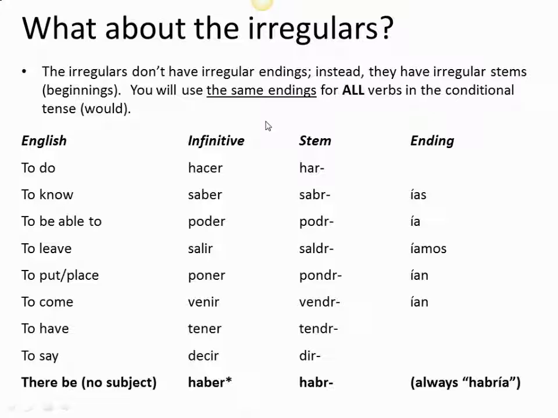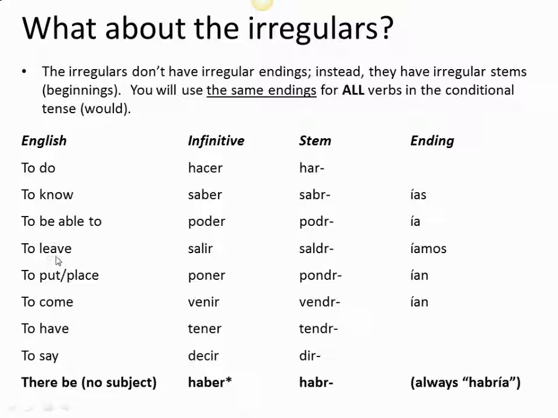This is where it does get a little challenging. There are always irregulars for verb tenses in Spanish, and here's the list of 9 that we'll be using. The good news is the irregulars don't have irregular endings. If you look over here, you're seeing your same endings. They have irregular stems or beginnings. So whereas the rule is to use the entire verb, for these 9, that is not going to happen. Here's your infinitive or your entire verb. And you will not just carry that over and add an ending. You'll have to instead study and memorize this list of stems and then add the ending.